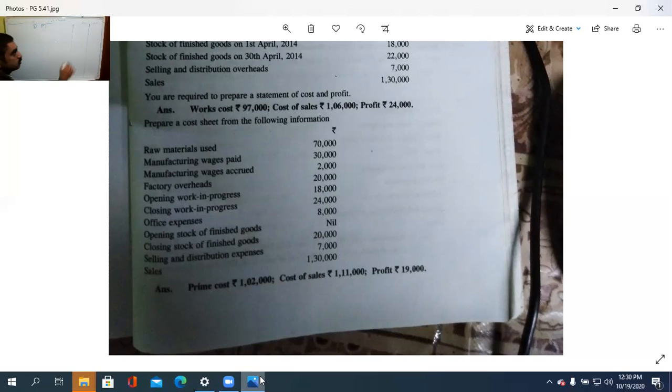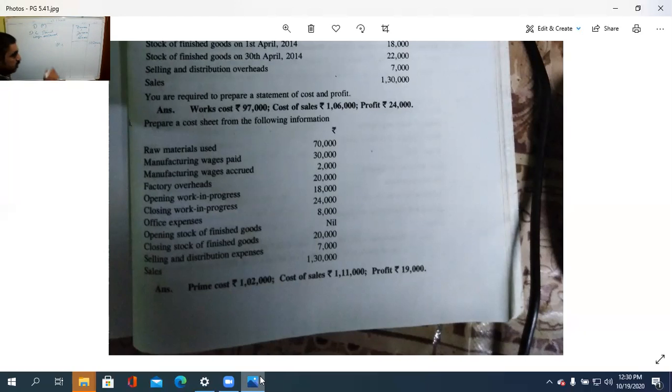So what is the direct material? That is the RM used, 70,000. Then manufacturing wages, so direct labor paid, is 30,000. Then wages accrued also need to be taken care of. That is related to outstanding wages, 2,000. So prime cost is how much? 1,02,000. This is 1 lakh plus 2,000.